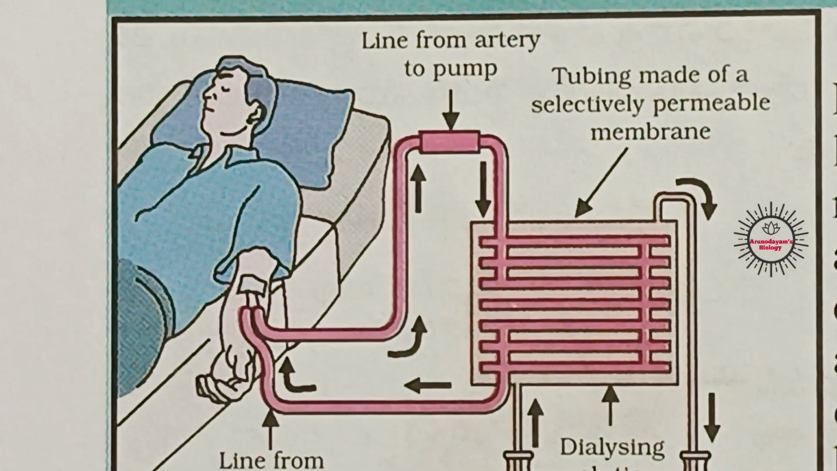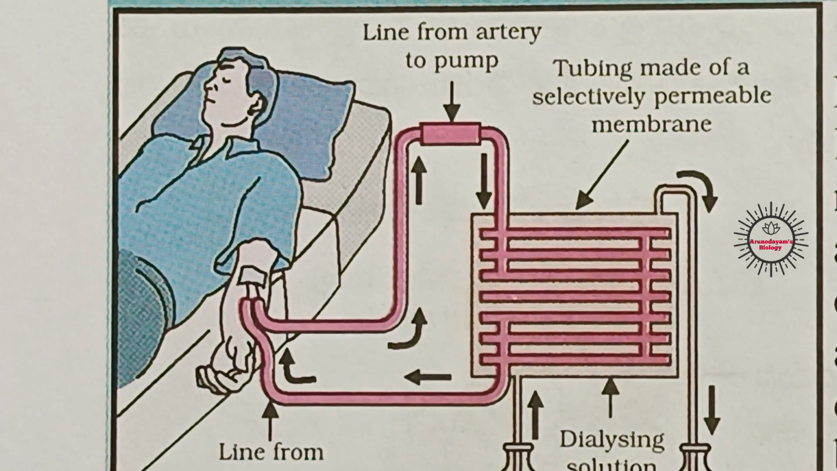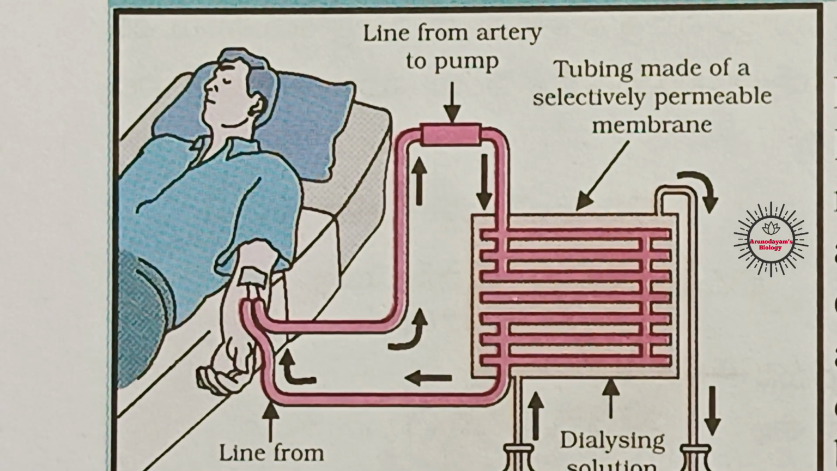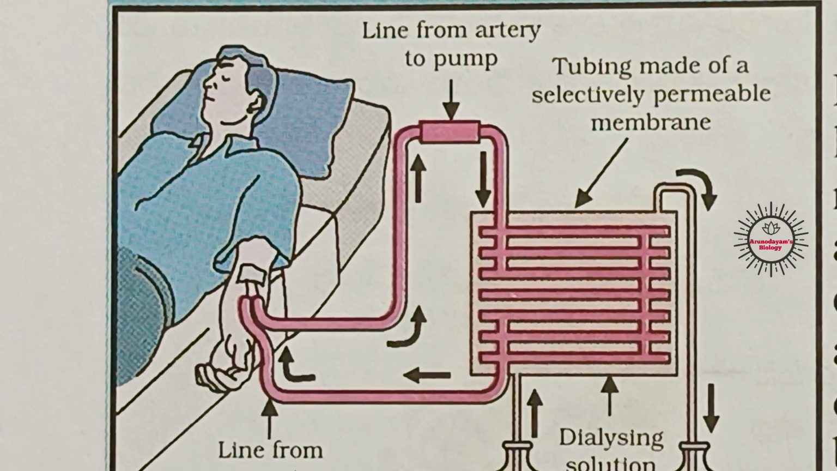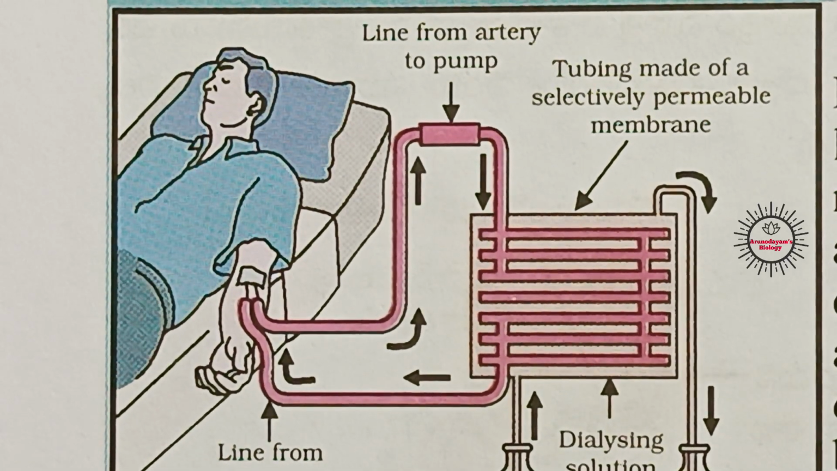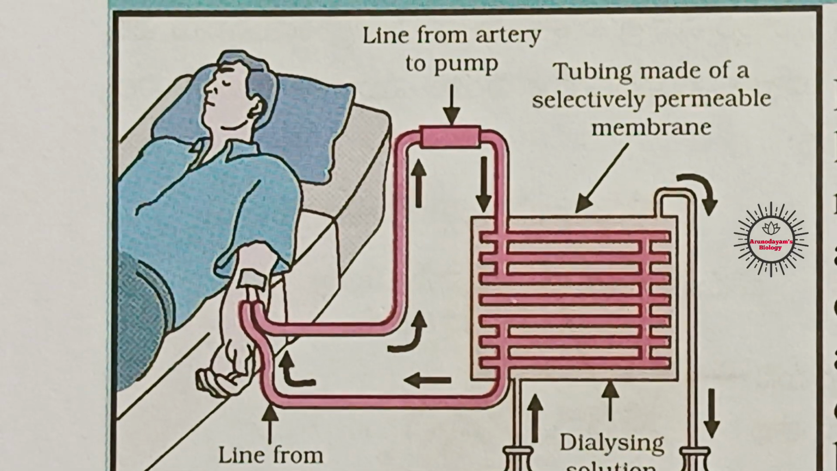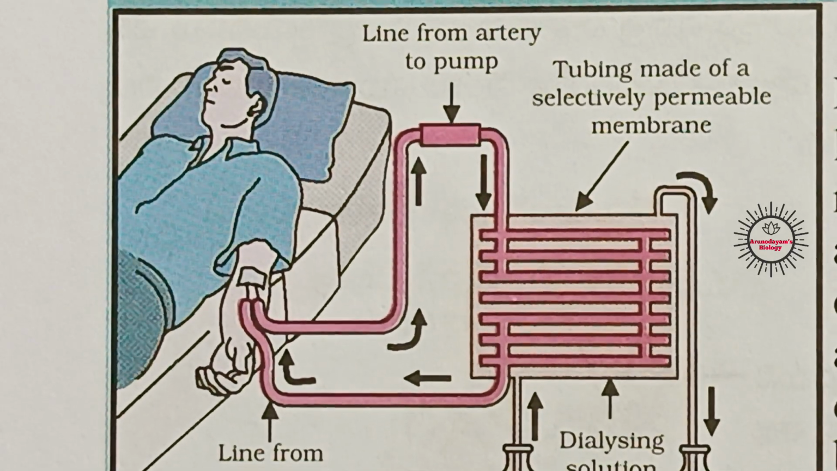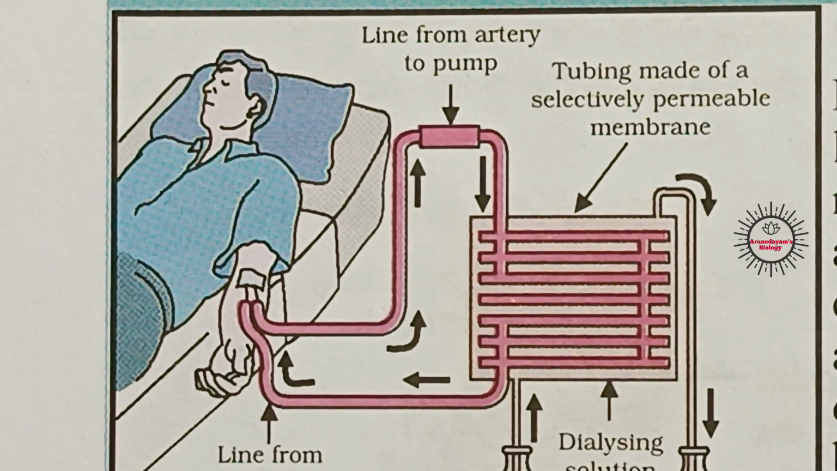Now remember one thing: if one kidney has failed, then no problem. The other kidney will take the responsibility of both kidneys. That is the special feature of our kidneys. If one kidney is damaged, then no problem, we have another kidney also. That kidney will perform the function of two kidneys.